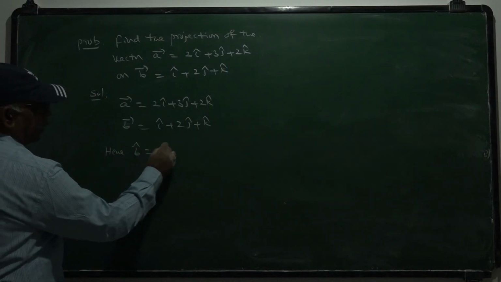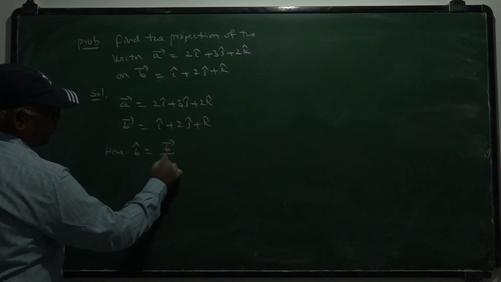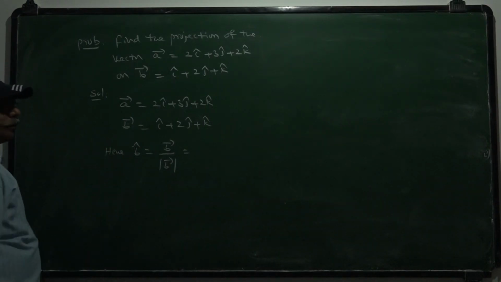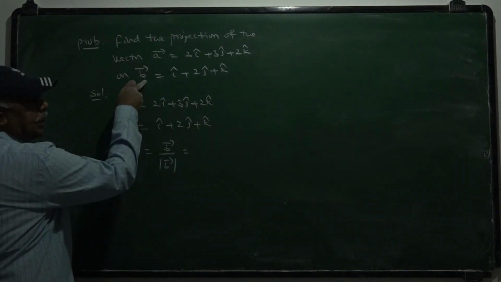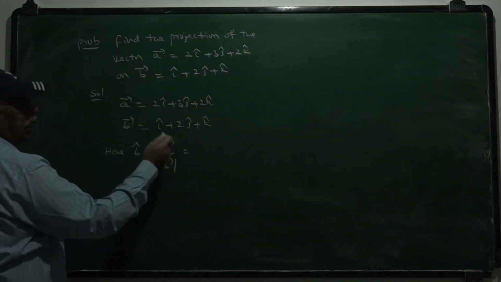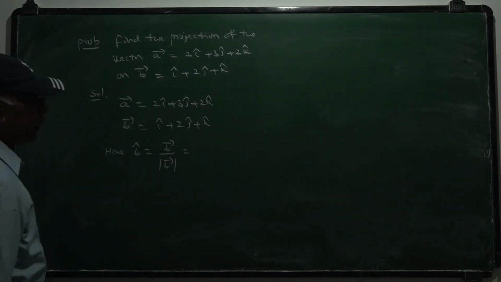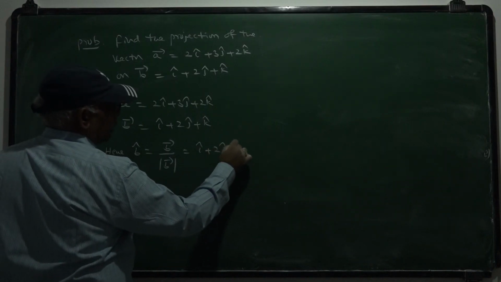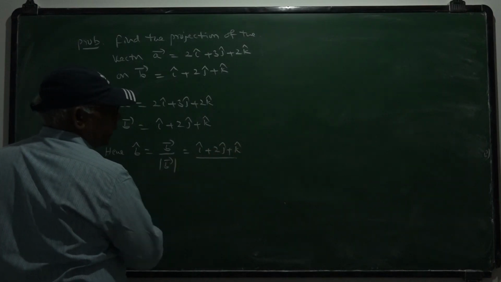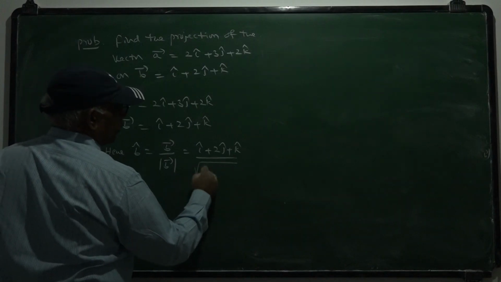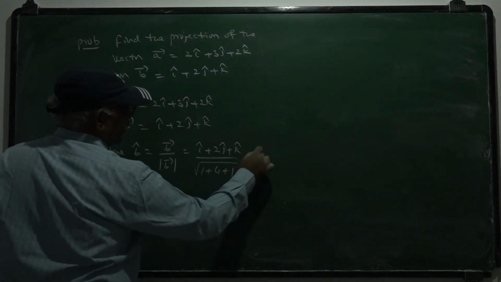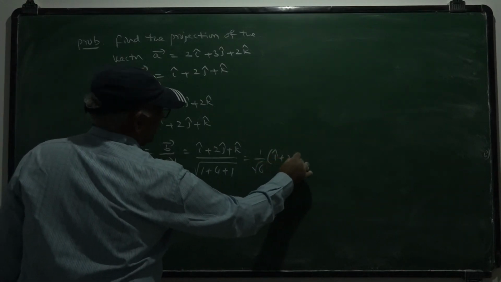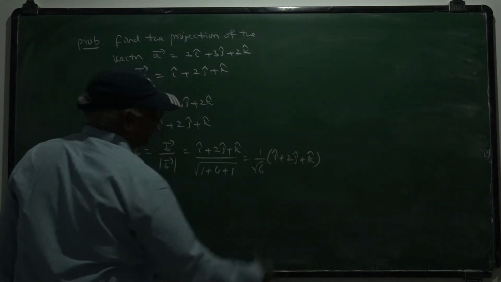Here b cap is b bar by modulus of b bar, the unit vector along b bar. Because the projection is needed along b bar, hence I am finding the unit vector along that vector. That is i plus 2j plus k by its magnitude. Its magnitude is square root of 1 plus 4 plus 1. So 1 by root 6 into i plus 2j plus k. This is b cap.